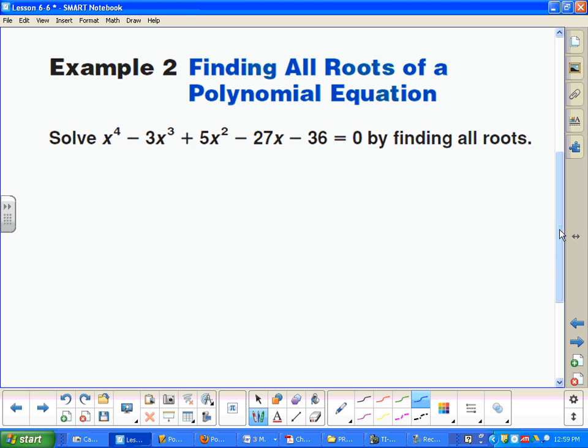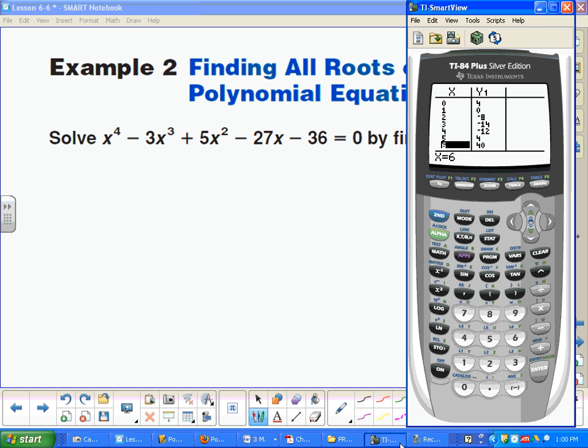Have we learned how to factor that? No, only if I know the zeros, right? If I knew the zeros, I could write it in factored form. So our first step for doing this then, since I can't factor it, is going to be to graph it and find the zeros.